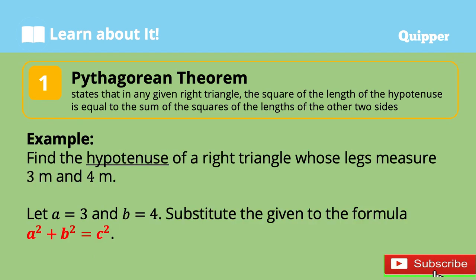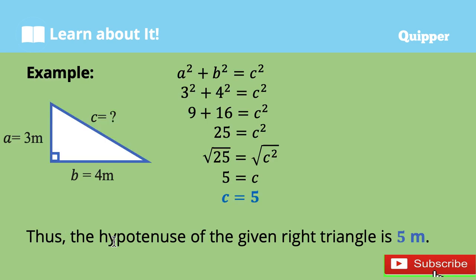For example, find the hypotenuse of a right triangle whose legs measure 3 meters and 4 meters. So to solve this, we'll let A be equal to 3 and B is equal to 4. Then, substitute the given to the formula, which is A squared plus B squared is equal to C squared. So our A is 3 and B is 4.